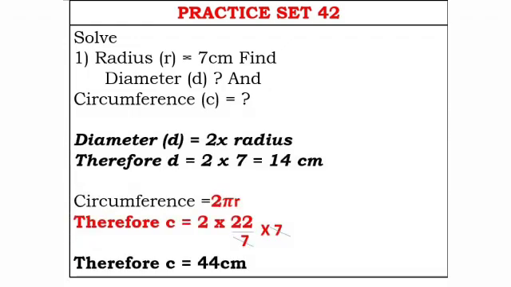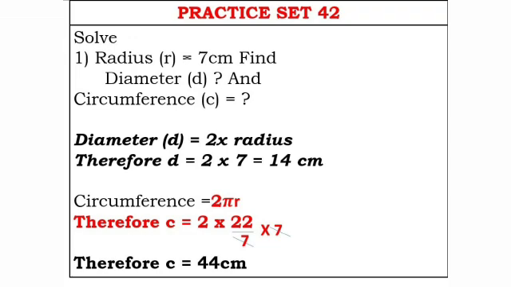Now, in the first sum, children, you are given radius and you are going to find out the diameter and circumference. Now, when radius is given to you and to find out diameter, that means you are going to multiply twice the radius to get diameter. So, you are going to write the formula diameter is equal to 2 into radius, which is equal to 2 into 7, as radius is given as 7. So, 2 into 7 is 14. So, the diameter is 14 centimeter.